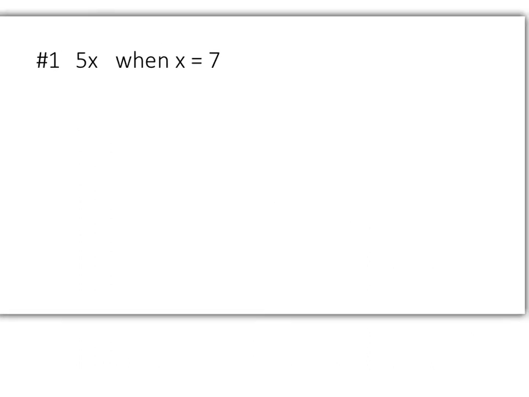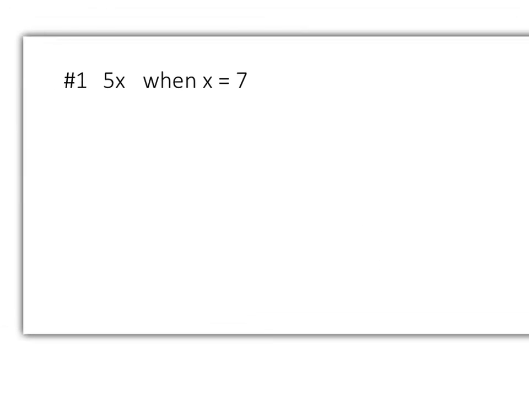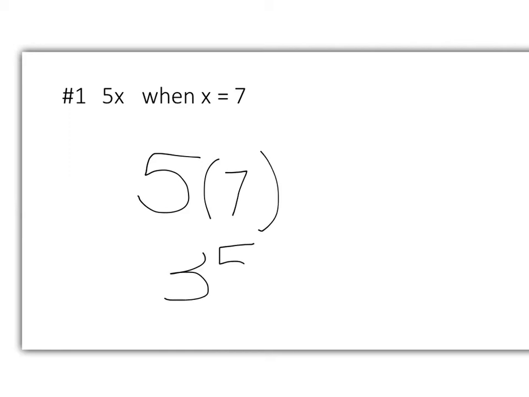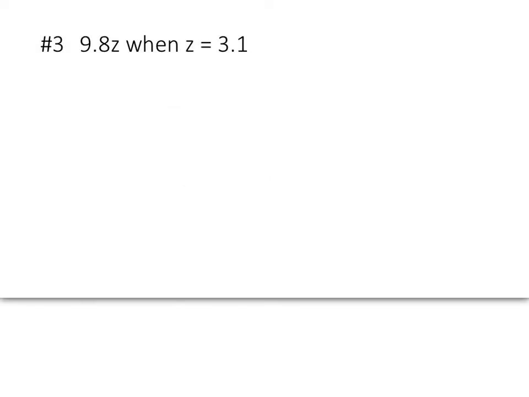So your first question says, what is 5x when x is 7? So 5x means 5 times x. So that would mean 5 times 7, and 5 times 7 is 35. Okay? So number 3 says 9.8z when z is 3.1.